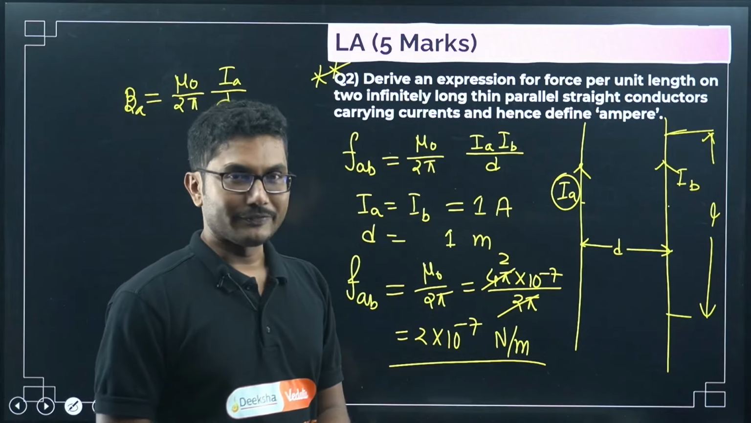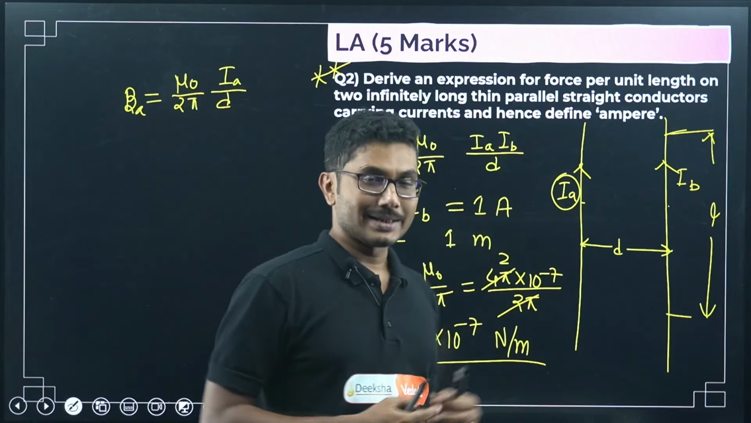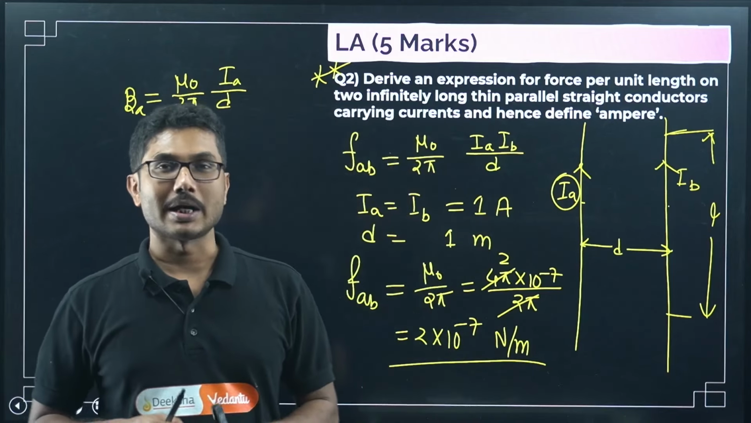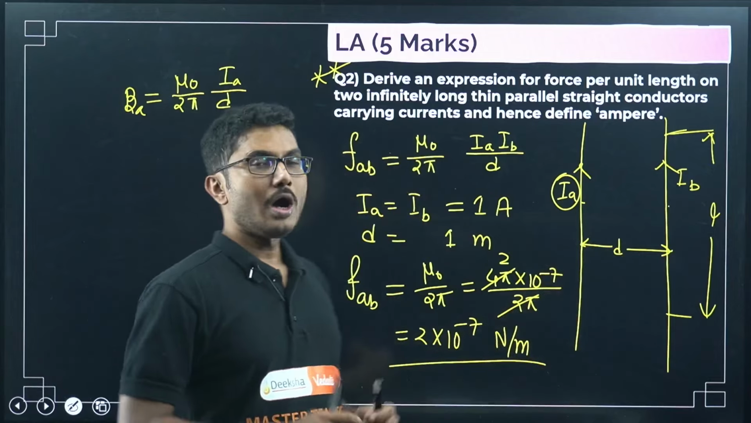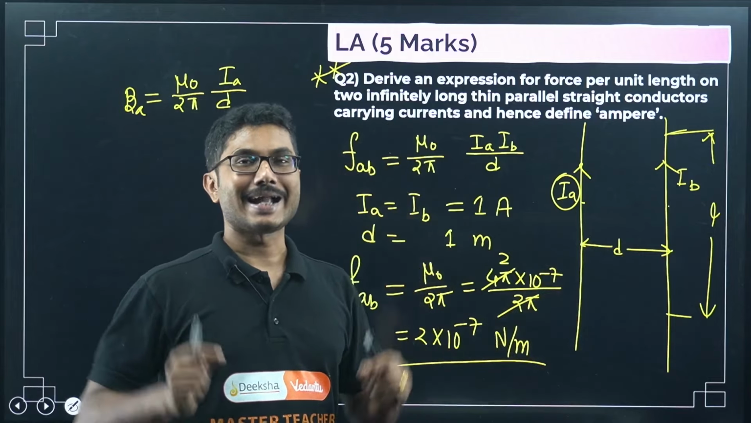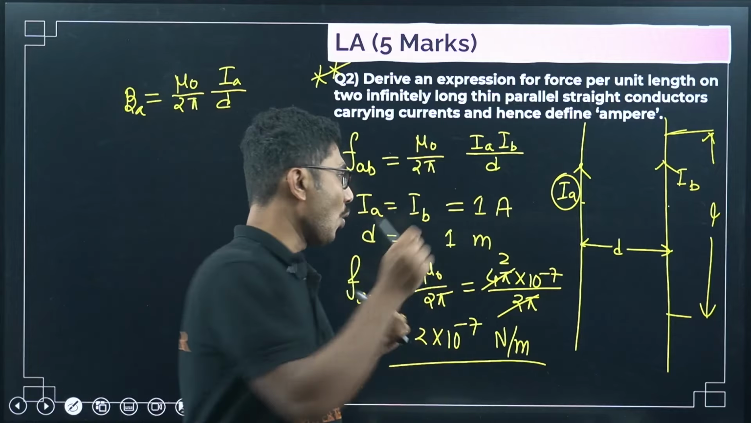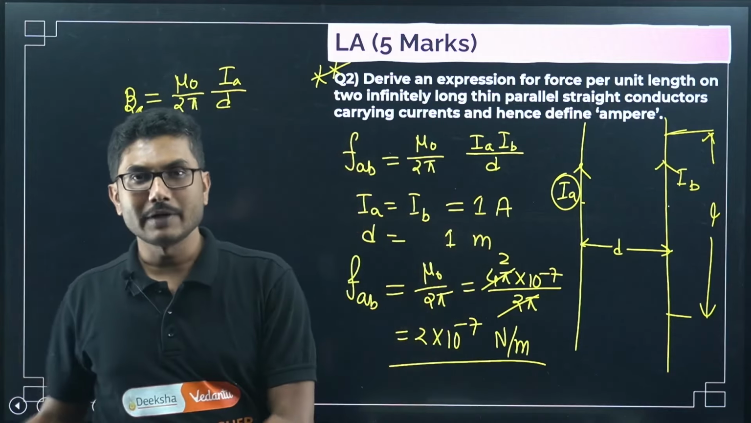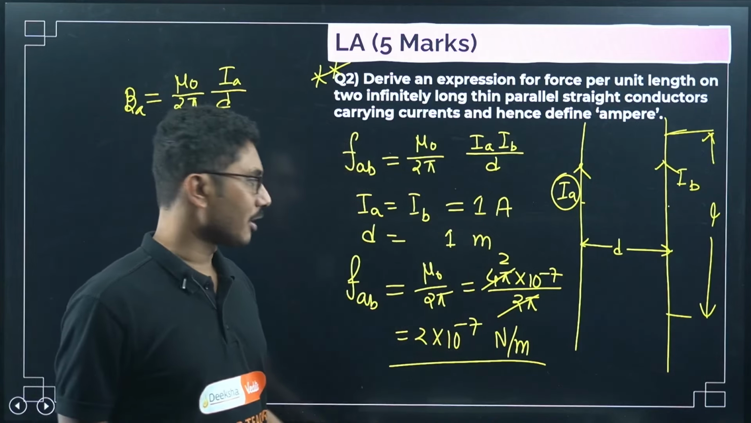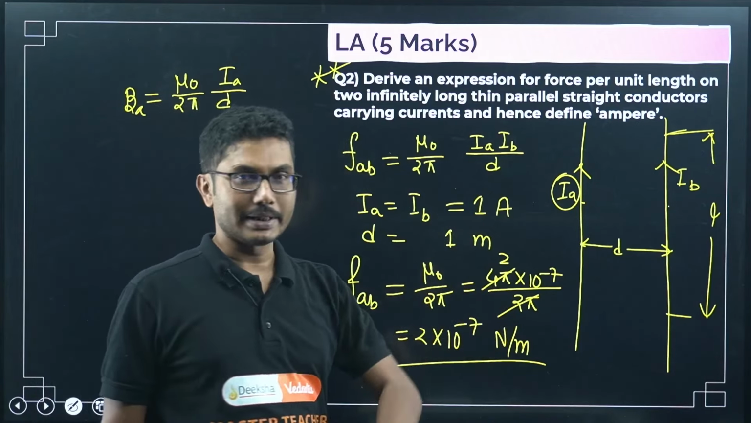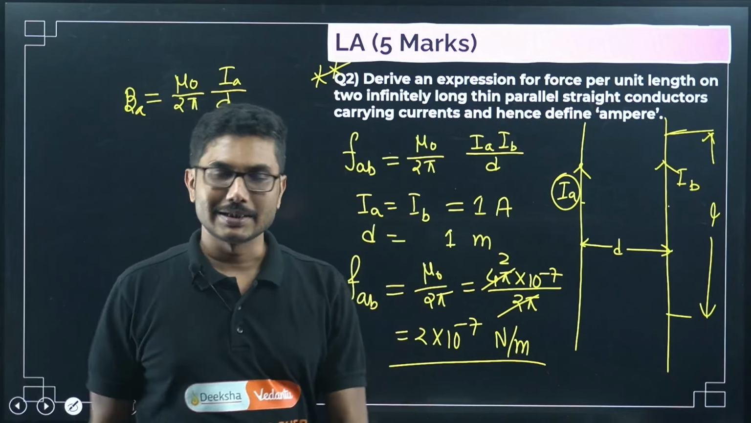So how can we define ampere? When two equal amounts of current flow through two parallel current carrying wires kept at a distance of 1 meter, if the force acting between them is 2 times 10 to the power of minus 7 Newton per meter, then the current is equal to 1 ampere. This is how we define ampere.